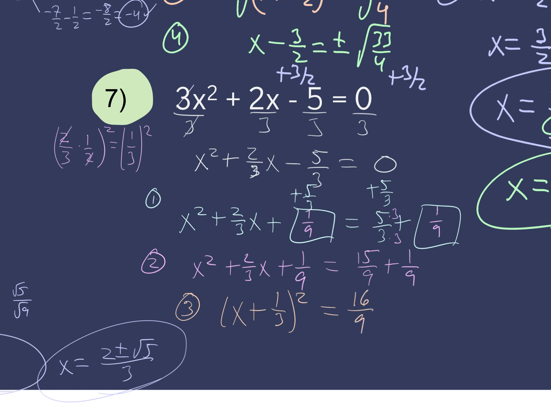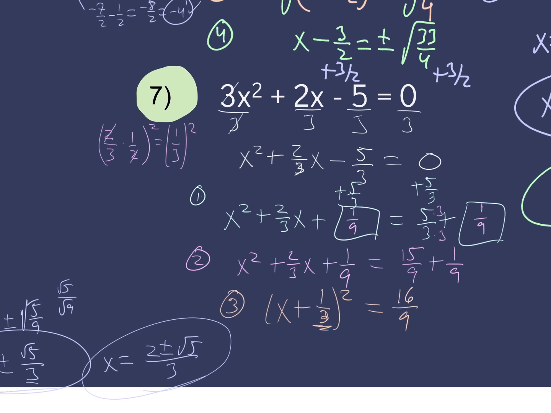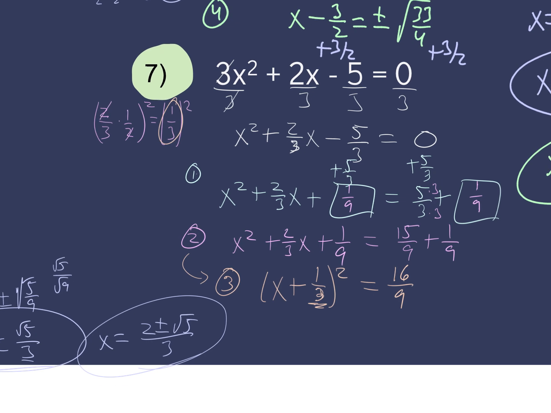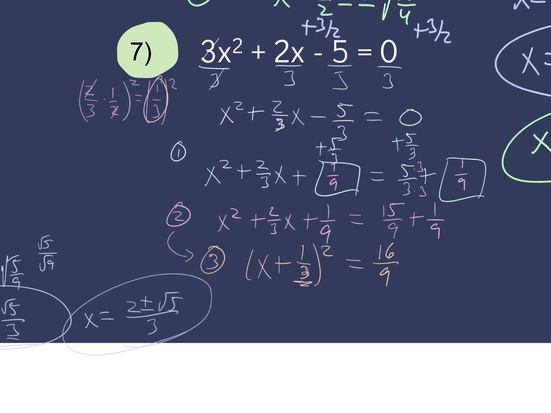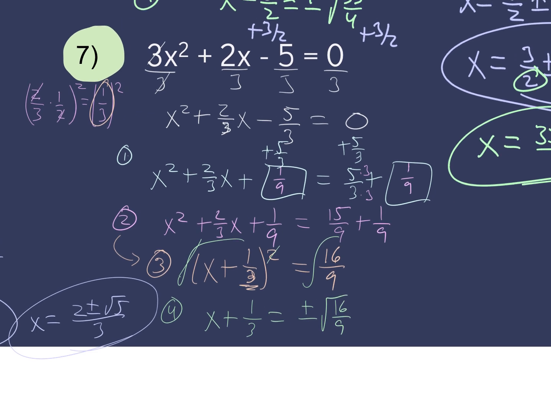And now if you don't know how I got this 1/3, again, in all of these, to get from step 2 to step 3, it's just going to be x plus b over 2 squared. In this case b over 2 is 1/3, and you want to square the entire thing. The fourth step, you want to square root both sides. So this cancels with this, and then we get x plus 1/3 equals plus or minus the square root of 16 over 9.